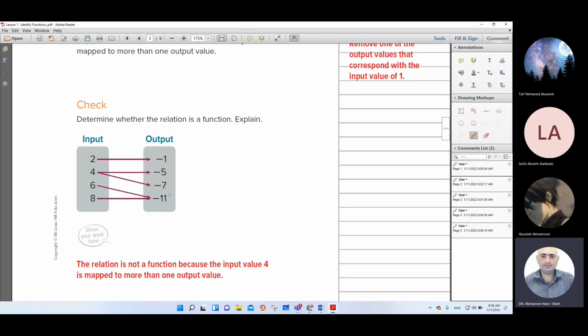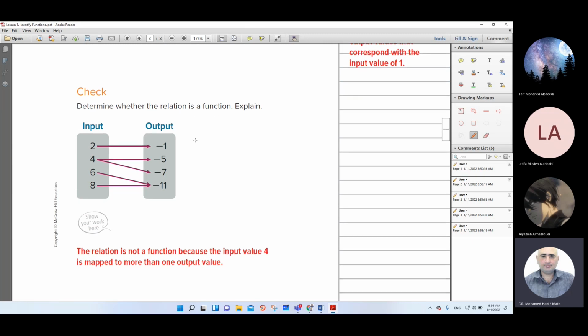And in this example, determine whether the relation is a function and explain. Look at the input. 2 is mapped with 1 element. 4 is mapped with 2 elements, mapped with -5 and mapped with -4. So more than one. So this is not a function. So the relation is not a function because the input value 4 is mapped to more than one output value.